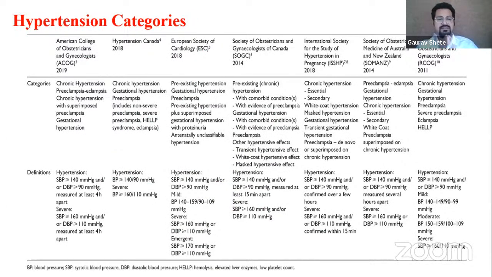organizations all over the world have categorically divided preeclampsia, eclampsia, gestational hypertension, like HDP, into broader perspective, into their own definitions. So American College, Hypertension of Canada, Society of Cardiology, Society of Canada, all these people have in general defined hypertension in pregnancy as mild, moderate, severe, or severe to non-severe. So we'll see that later.